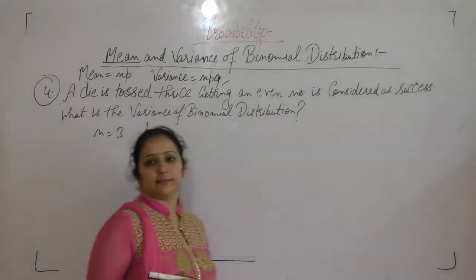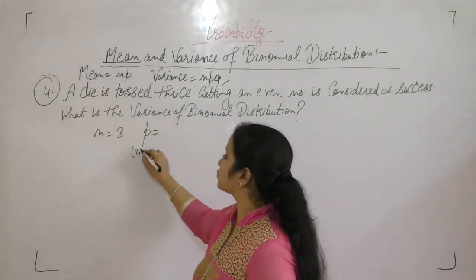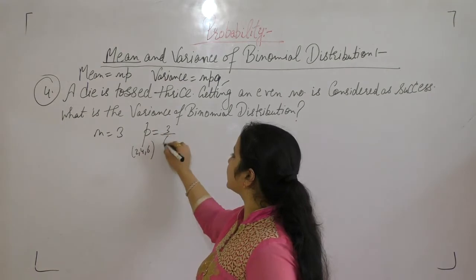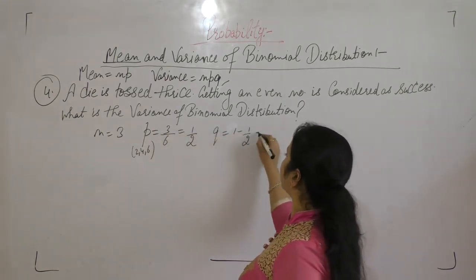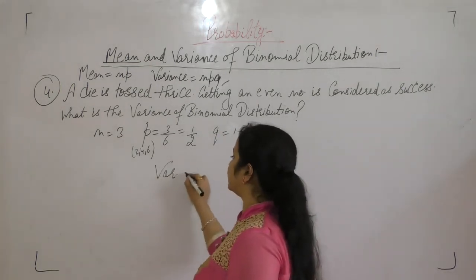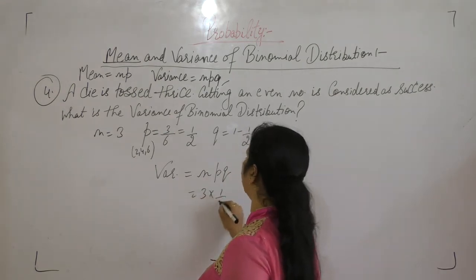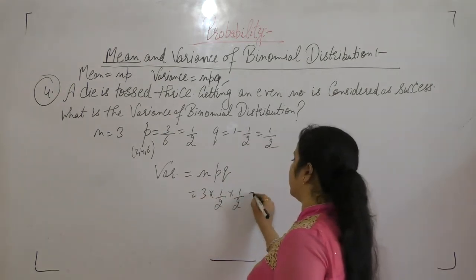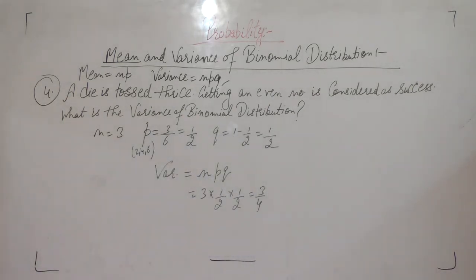Getting an even number is success. Probability of getting an even number on a die is 2, 4, 6, that is 3/6, that is 1/2. q is 1 minus 1/2. Now we know the formula for the variance is npq. n is 3, p and q are 1/2 into 1/2, so variance is 3/4.